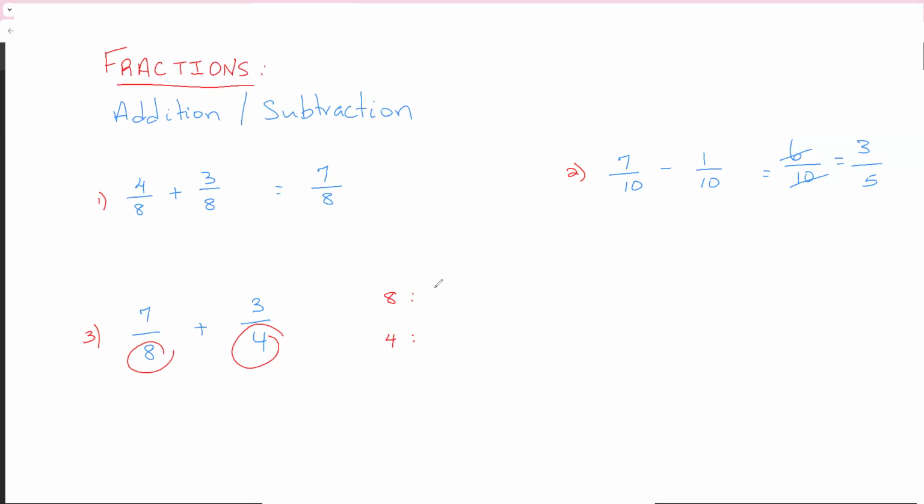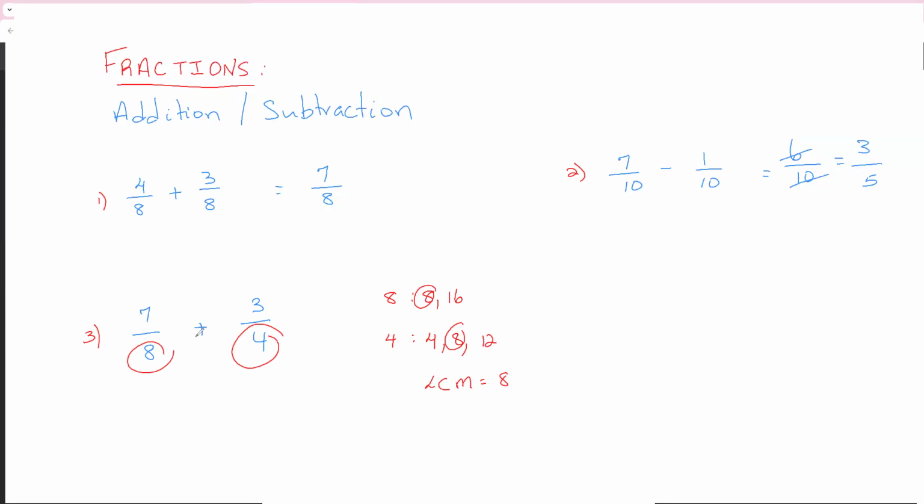So we're looking at the timetable of each of them. Remember, you are supposed to learn your timetables. If you are having trouble with it, you could write it out until you find the lowest in common. So look at the 8 times table and the 4 times table. You look for the lowest in common. That's known as the lowest common multiple. So the LCM is 8 in this case.